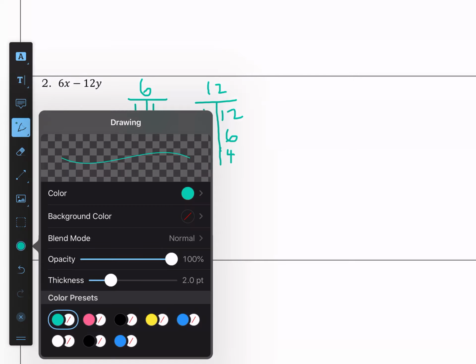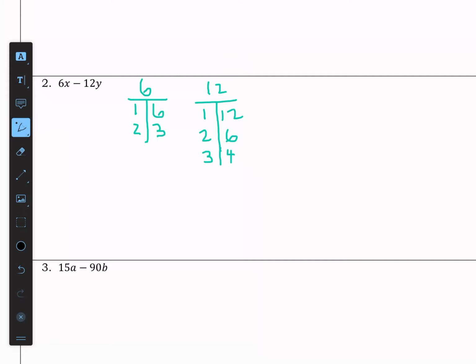So we want to first get our GCF. So let's list our factors of 6. So 1 and 6, and 2 and 3. And then let's list our factors of 12. So 1 and 12, 2 and 6, 3 and 4. Okay. So now let's identify what numbers both of these lists have in common.